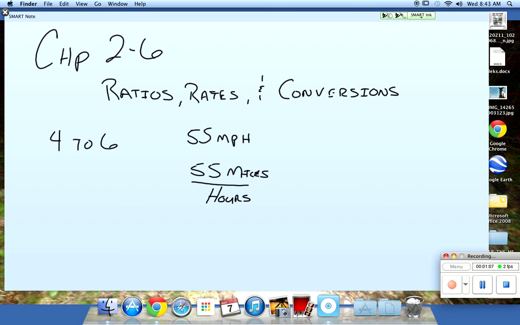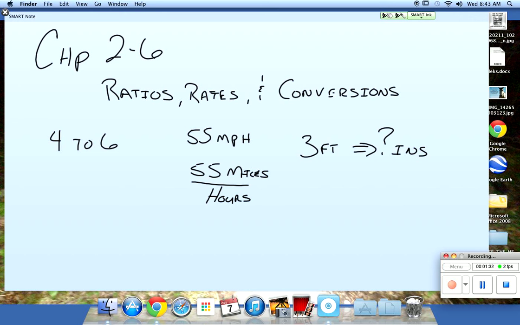All right? Now, a conversion would be if we were going to take the number of feet, let's say we had 3 feet, and we wanted to know how many inches that was. Okay? Doing that would be a conversion. So we are now converting from feet to inches.